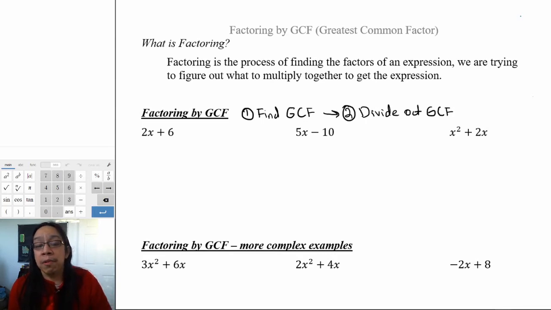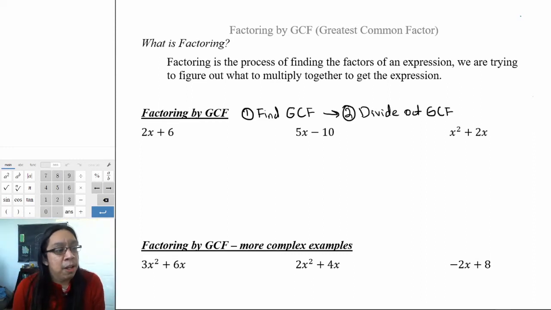Our ultimate goal, like I said, is trying to undo that multiplication process. But in order to be successful with that, we first have to find a number we're multiplying by. So let's go ahead and start. With 2x plus 6, how do we find a GCF of something like that? Well, here's what you want to do. You want to focus on the 2, and you also want to focus on the 6. So what you want to ask yourself is, what's the greatest common factor of 2 and 6?